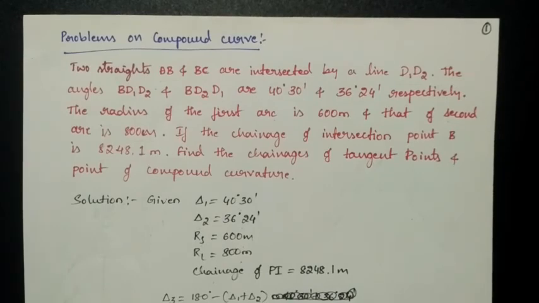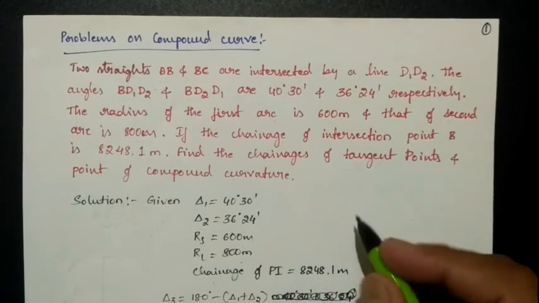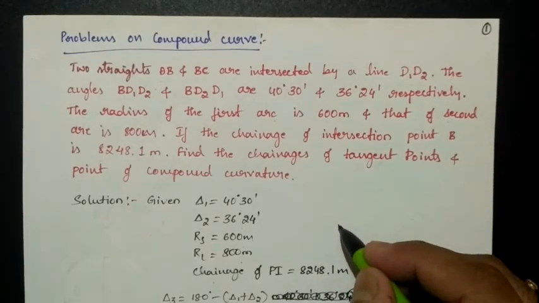The radius of the first arc is 600 meter and that of second arc is 800 meter. If the chainage of point of intersection B is 8248.1 meter, find the chainages of tangent points and point of compound curvature. By the statements, now if I draw a diagram, it will look like this.